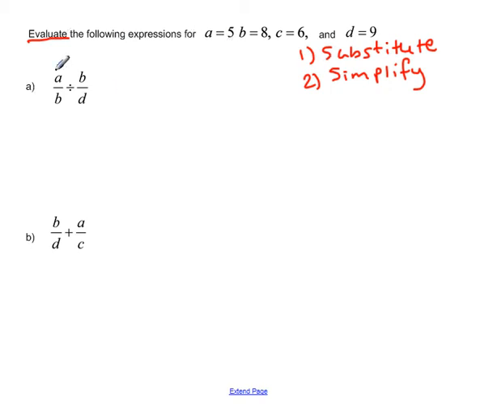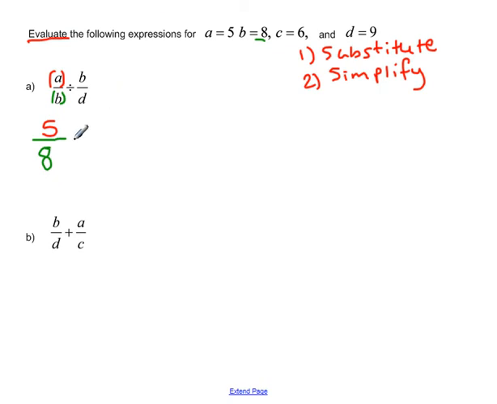So we want to be thinking about each one of these being replaced by a number. So we see this a here, it's going to be replaced by a 5. So let's go ahead and replace the a with a 5. And then we have a b underneath that in the denominator. So the value for b is 8. So we'll go ahead and put that 8 in there.